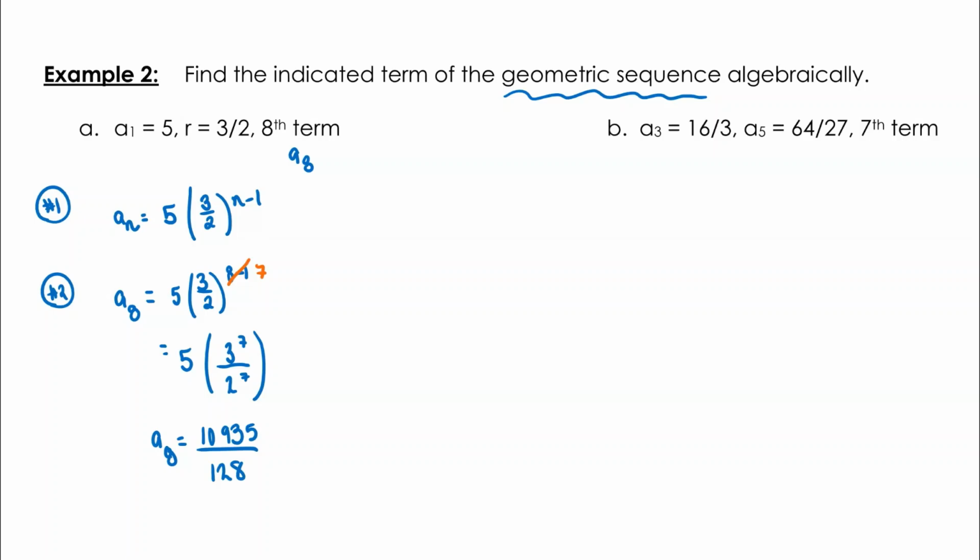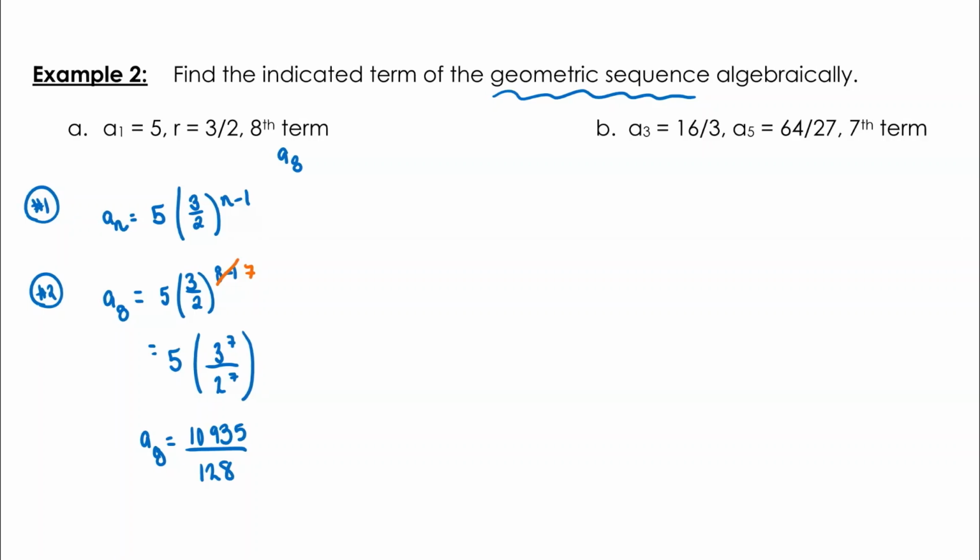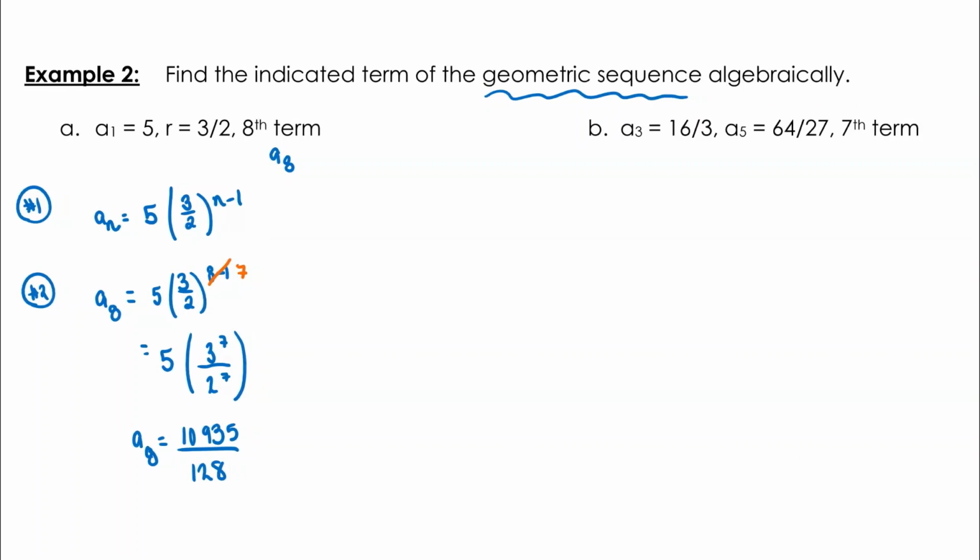Now, looking at example B, this one's trickier. They give us the 3rd and the 5th term, and they ask us to find the 7th term. Well, let's just write out the pattern here to get an understanding of what they gave me. Okay, so I can see that my 3rd term here is 16/3. And then the next term, of course, would be the 4th term. I have no idea what that is. And then the 5th term, they tell me, is 64/27. Again, I don't know the 6th term, but then I am looking for the 7th term here. That's what I'm interested in.